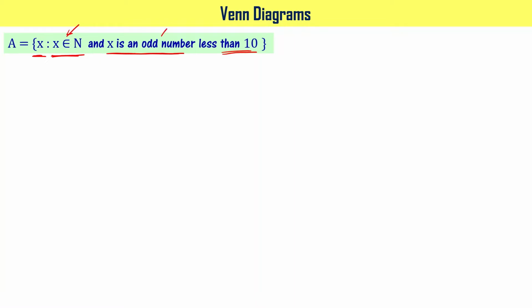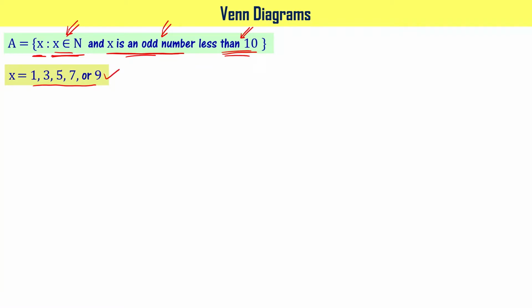At the same time, it is an odd number and it is less than 10, right? What are those numbers? 1. 1 is a natural number, and it is an odd number, and it is smaller than 10, right? Then 3, then 5, 7 and 9. Any of these numbers you take, they satisfy all the requirements. They are natural numbers, they are odd numbers and they are smaller than 10, right? So these are the elements of set A, right?